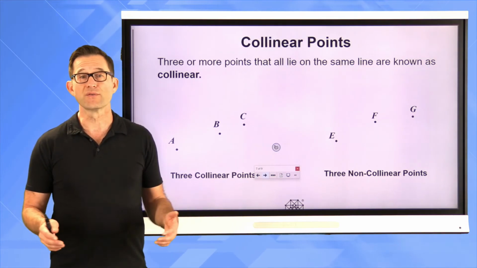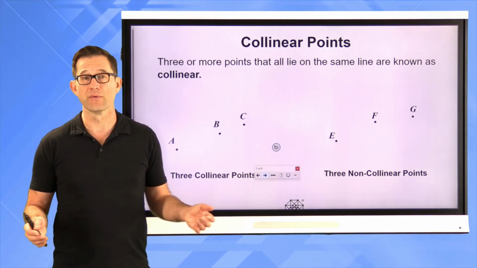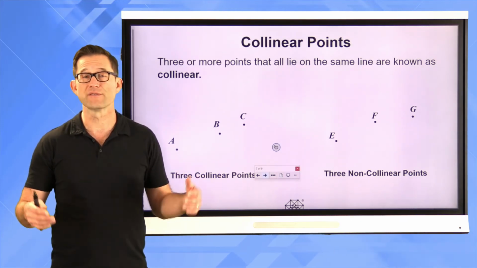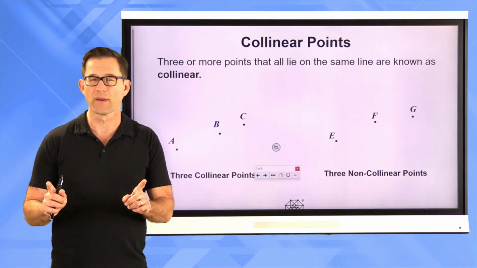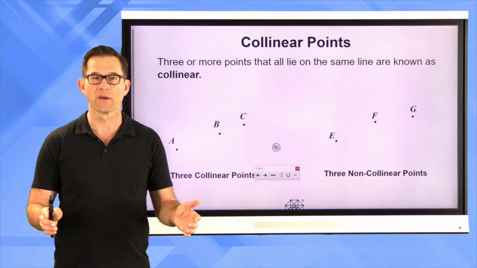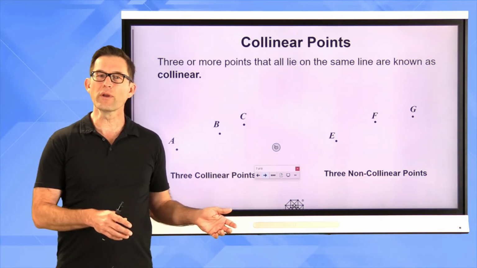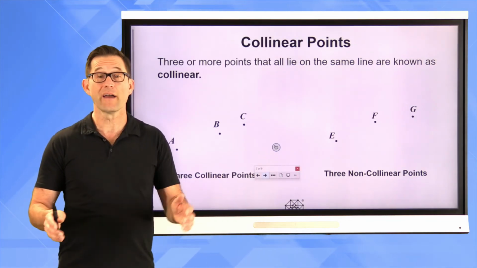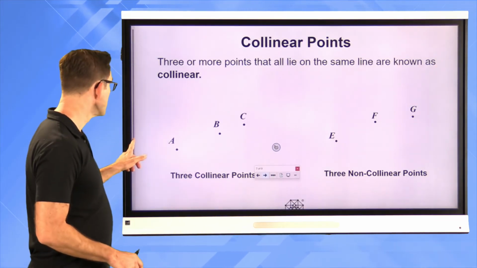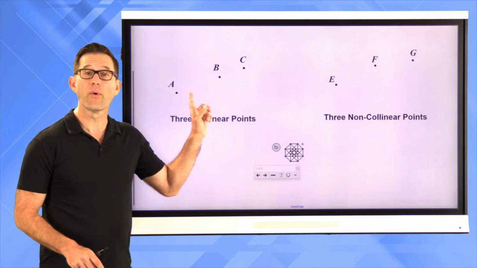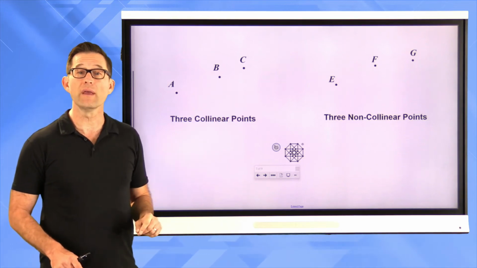Now, don't get me wrong, two points that lie in the same line are also known as collinear, as are 4 points, 5 points, etc. But any 2 points are going to lie on a straight line, okay? So we very rarely talk about 2 points being collinear. But once we have 3 points, those 3 points can all lie on the same line, or they won't. So, for instance, in this particular picture, points A, B, and C are 3 collinear points.